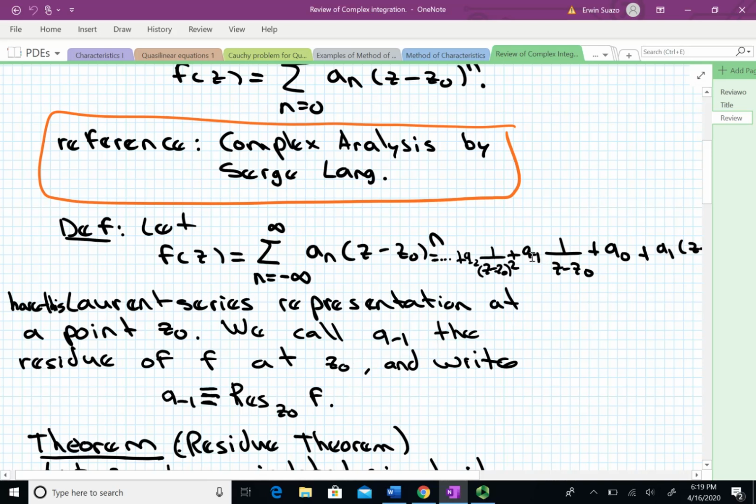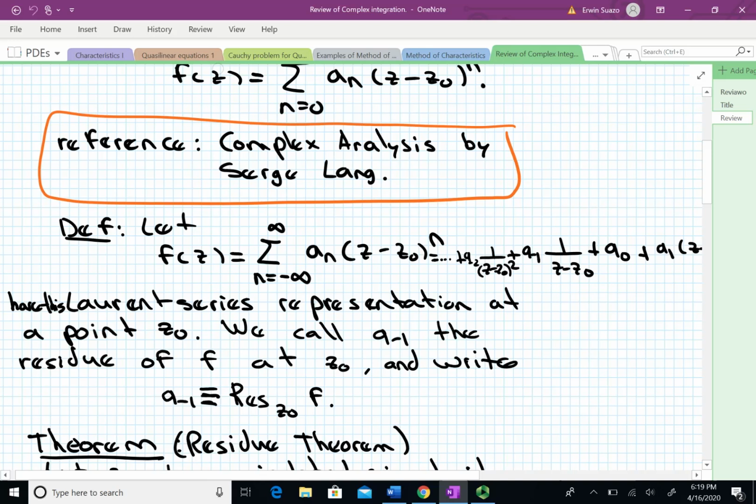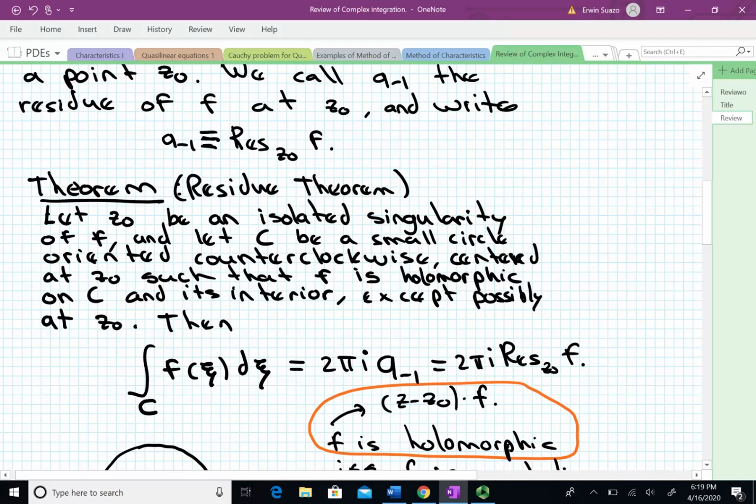So this a minus 1 is going to be fundamental for us. That's how you're going to calculate the integrals. We're going to calculate integrals using this tiny little guy, fundamental in this theorem. So then we have the residue theorem. I think you were all supposed to have a complex variable class, and to have done some complex integration in your undergraduate. So this is more like a review.